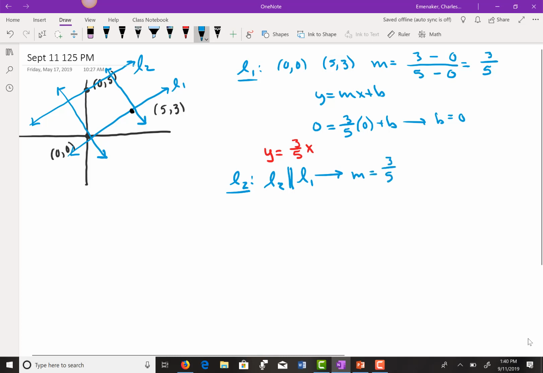Does that notation make sense? The two tall, skinny lines means parallel. So line 2 is parallel to line 1. So its slope has to be the same, 3/5. We also know that on line 2, there is a point 0, 5.